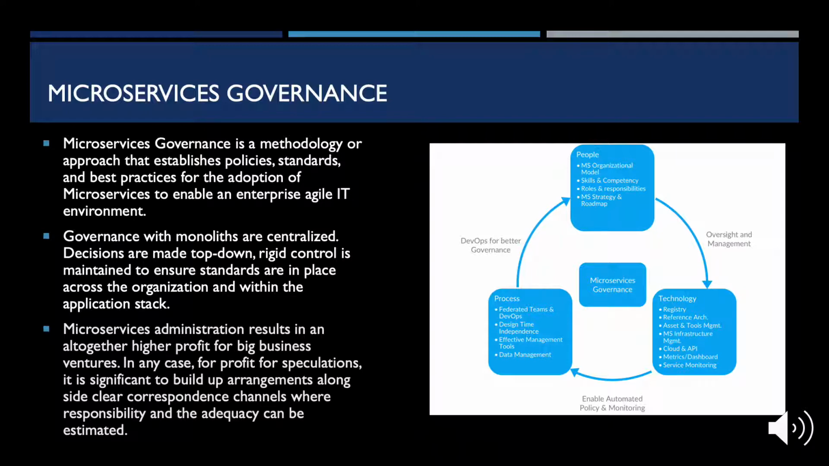Governance in monolithic systems is centralized. Decisions are made top down. Rigid controls are maintained to ensure standards are in place across the organization within the application stack. Over time, this model degenerated, creating a stigma in technology and architecture systems. Microservice promotes a model regarding technology stacks for supporting languages, tools, and data sets.